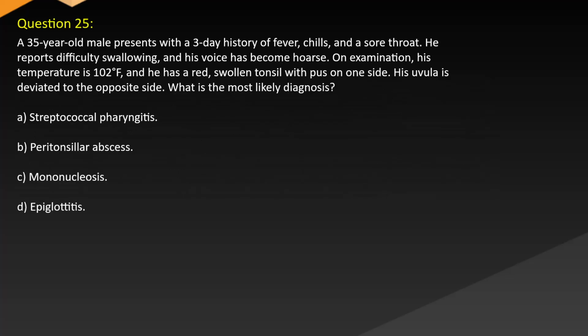Question 25. A 35-year-old male presents with a 3-day history of fever, chills, and a sore throat. He reports difficulty swallowing, and his voice has become hoarse. On examination, his temperature is 102 degrees, and he has a red, swollen tonsil with pus on one side. His uvula is deviated to the opposite side. What is the most likely diagnosis? A. Streptococcal pharyngitis, B. Peritonsillar abscess, C. Mononucleosis, D. Epiglottitis.